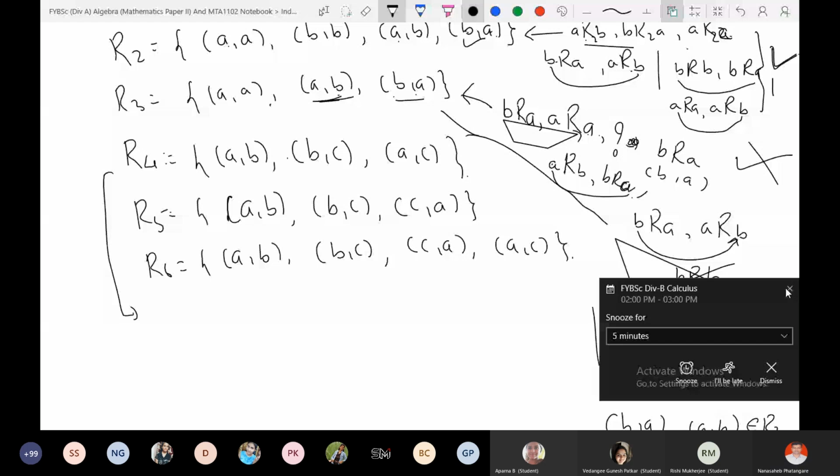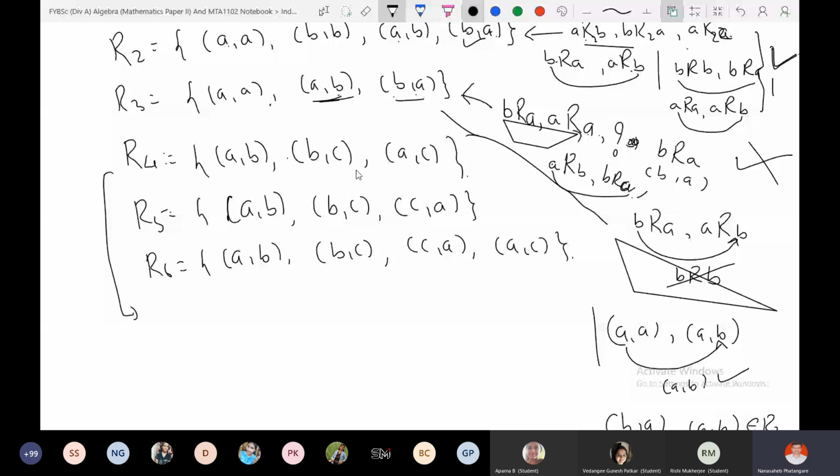Transitive. How? Okay, wait. First of all, you check all the possibilities, right? So don't be in a hurry. Just think over it and check all the possibilities. A related to B, B related to C, and what we expect is that A related to C should be there, which is there. A related to C is there, so no problem. For this pair, it is okay. Now check for other pairs.